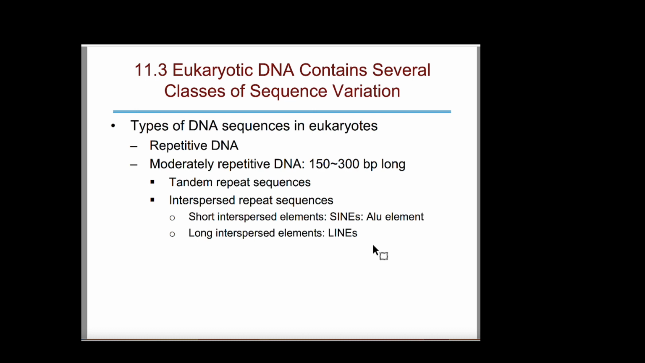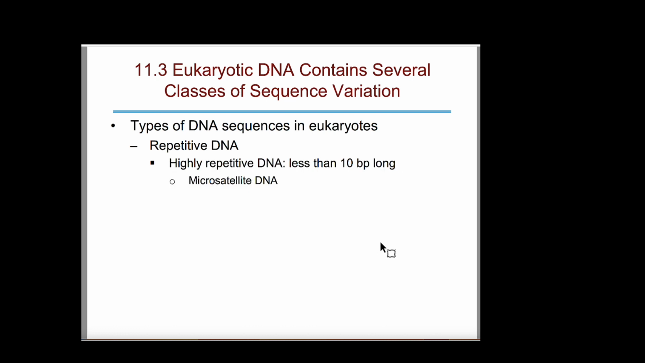Then you have your moderately repetitive DNA. This would be your tandem repeats or your interspersed sequences, like your SINEs and LINEs, which are associated with transposons. And then you have your highly repetitive DNA. It's usually less than 10 base pairs long, and it's associated with what we call microsatellite DNA.